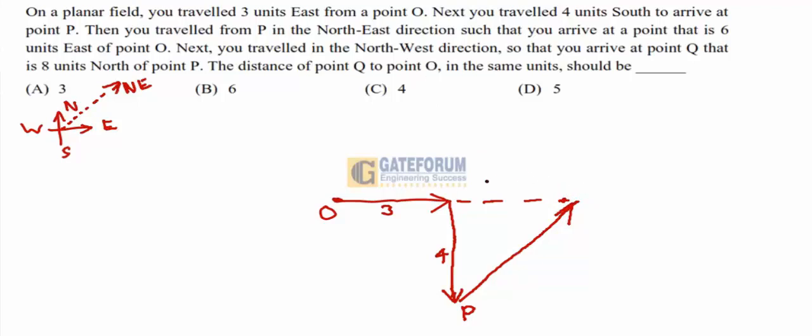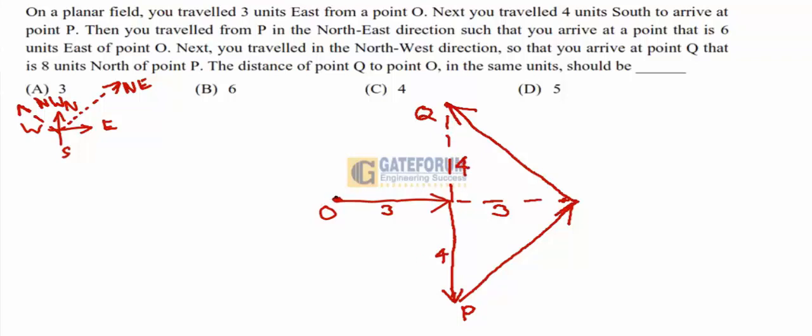Next, you travel in the northwest direction. So what is the northwest? Northwest direction is this direction, so that you arrive at a point Q that is 8 units north of point P. So 8 units north of point P is somewhere here. So I have traveled northwest and reached this point. Let us not forget, if from O to here this is 6, then this must also be 3. And if from P to Q it is 8, then this must be 4.